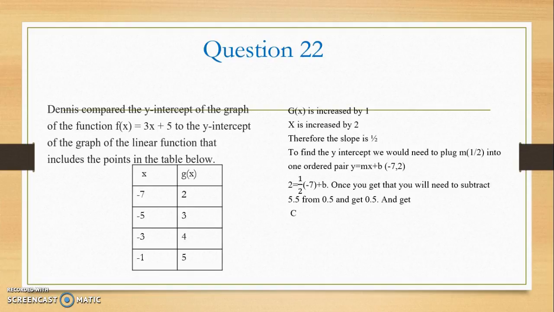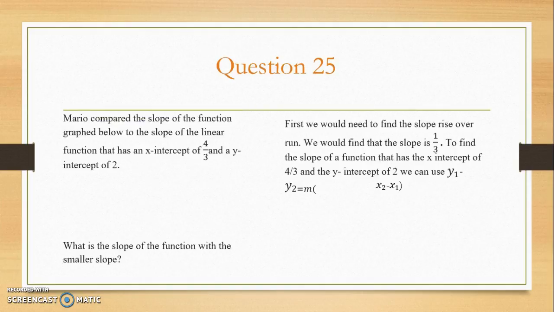Question 22. Dennis compared the y-intercept of the graph of the function f of x equals 3x plus 5 to the y-intercept of the graph of the linear function that includes the points in the table below. G of x is increased by 1 when x is increased by 2, therefore the slope is 1/2. To find the y-intercept, we need to plug in m and 1/2 into one ordered pair in y equals mx plus b. Once you get that, you need to subtract and you get the answer choice D. No, you get C, right?